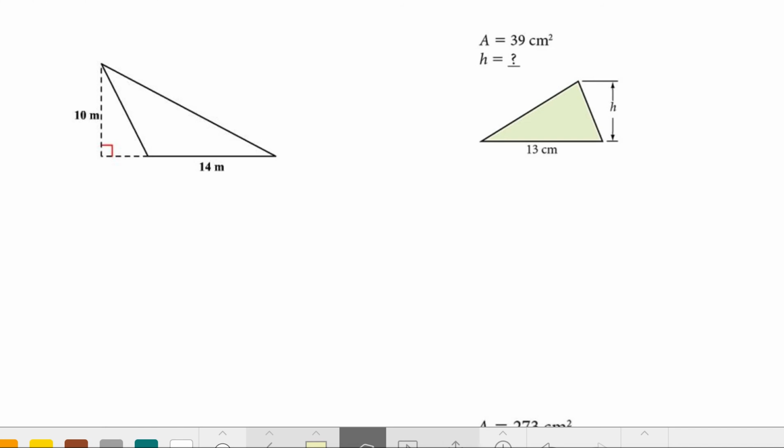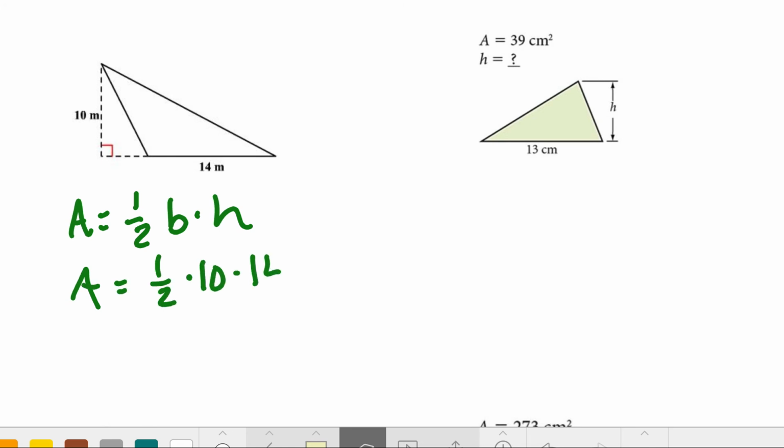Wonderful. Okay, so here we have our triangle where the base is 14 and the height is 10. It's okay that the dashed lines are outside of the triangle as long as they are still measuring the height. And that right angle is what's going to indicate that it's the height. Okay, so what we're going to do is calculate the area equals 1/2 base times height. So the area is going to equal 1/2 times 10 times 14.